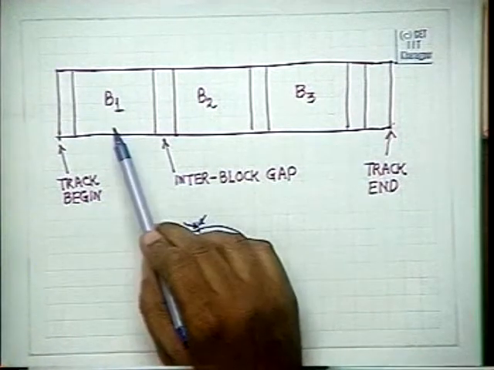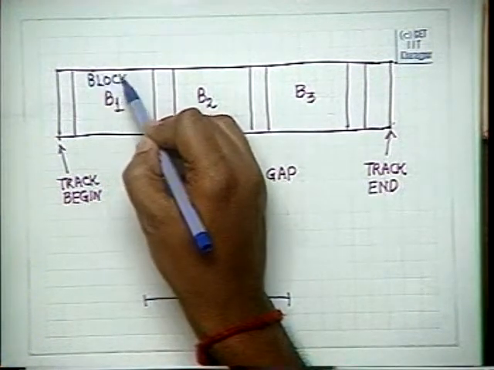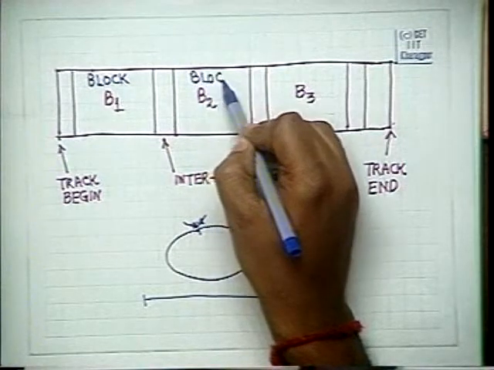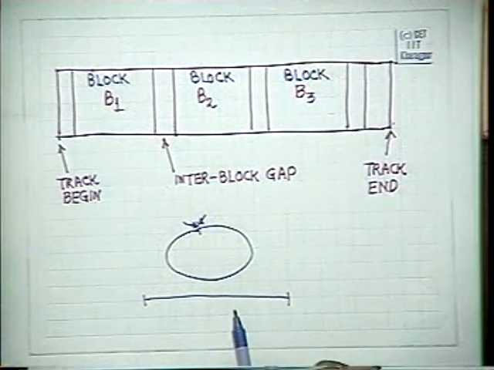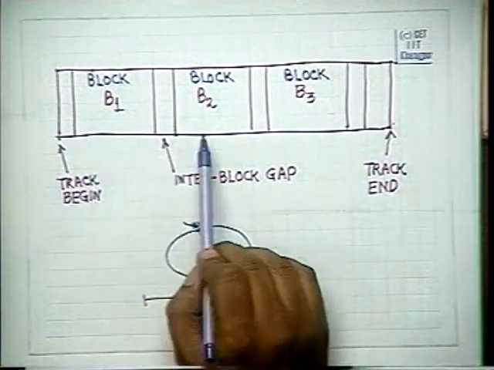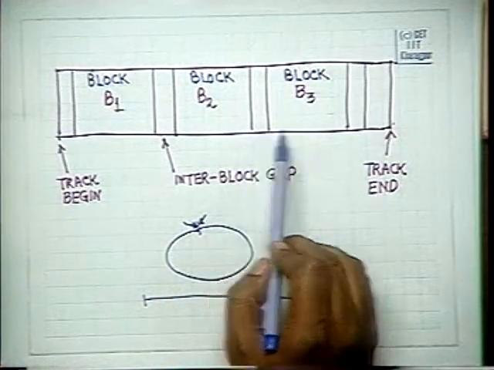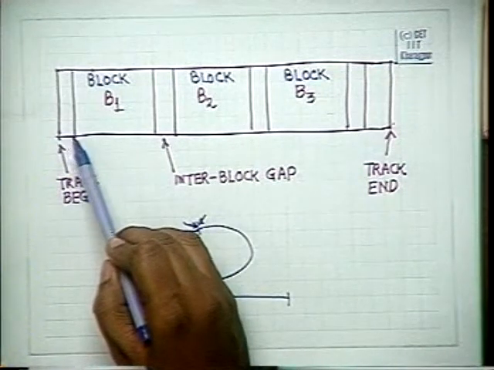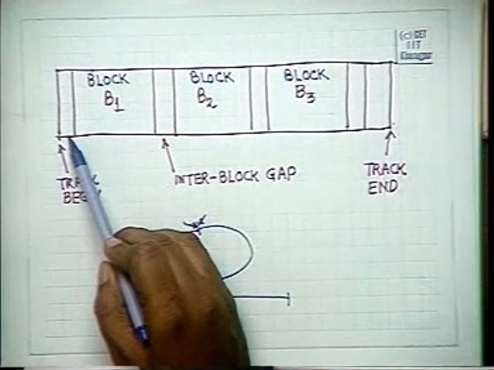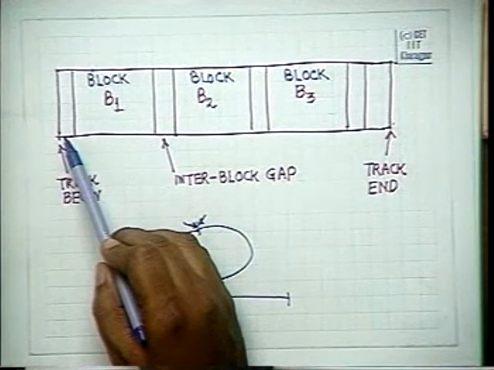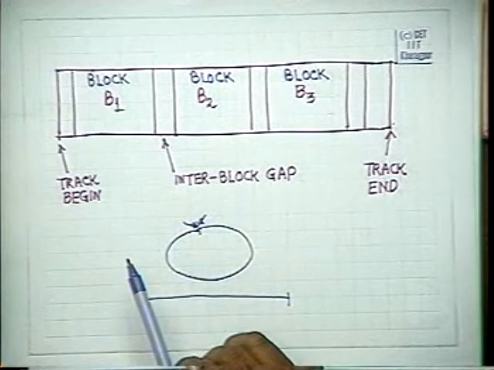Then this track is organized into what are called blocks. This is a block B1. There are 3 blocks here. Between 2 blocks we have some information which is called the inter-block gap. Before a block there is a gap which is called the inter-block gap. There may be some special type of encoding or data which will ensure that this is an inter-block gap. It may also place the block number on that block.